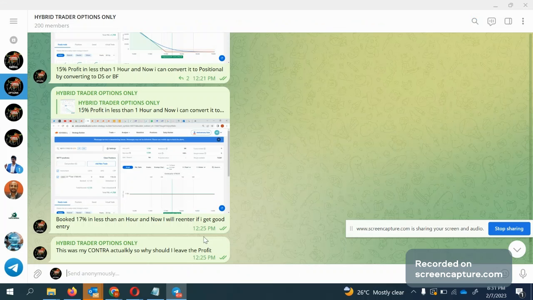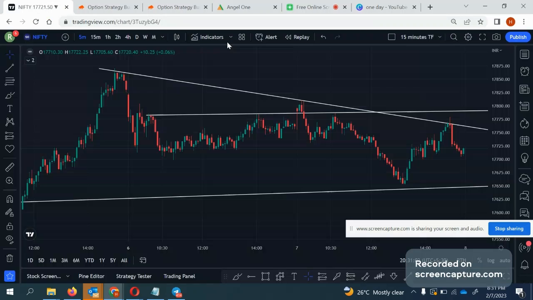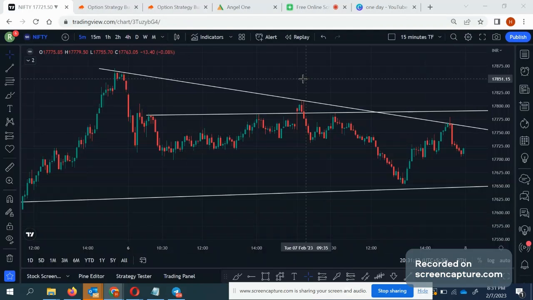So let me show you the price action. Why did I sell? Even that is important. Basically I'm on the 5 minutes time frame. All right, guys, now I'll show you at what time I entered, maybe 10:30, 10:40. This is February 6th. If you look at 10:30, this is my price action.